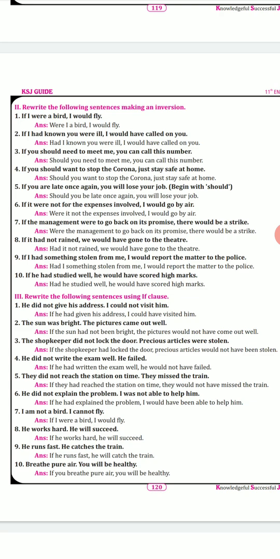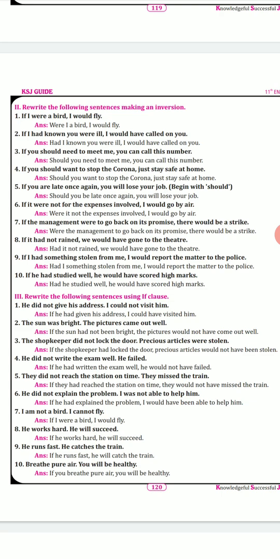So in the subordinate clause we have to use past perfect tense, and in the main clause we have to use future perfect but in past form. So can have visited or will have visited is future perfect. Could have visited or would have visited is future perfect tense past form. The sun was bright, the pictures came out well. So this is an impossible condition. If the sun had not been bright, the pictures would not have come out well.